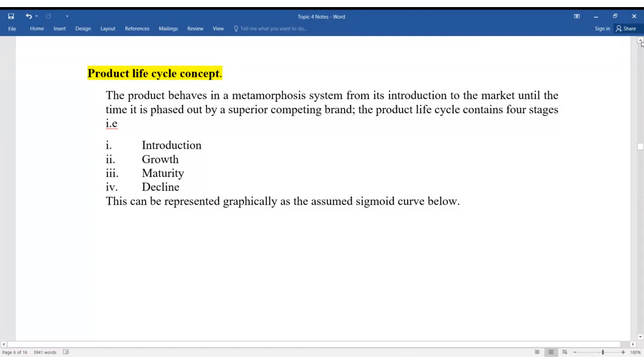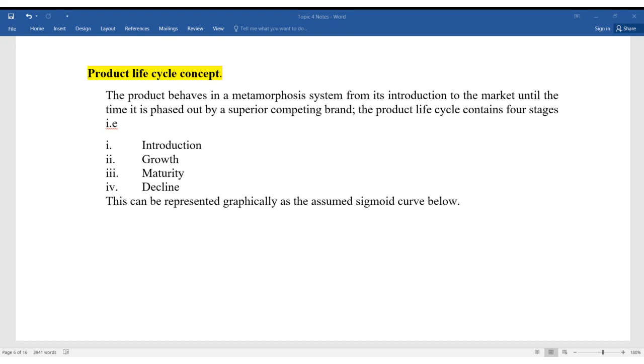At introduction, how does a product behave? At growth stage, what do you see about a product? At maturity stage, what is the key aspect of a product? Then at decline stage, what are the key aspects? So first of all, I want you to know about those characteristics of a product at each stage.